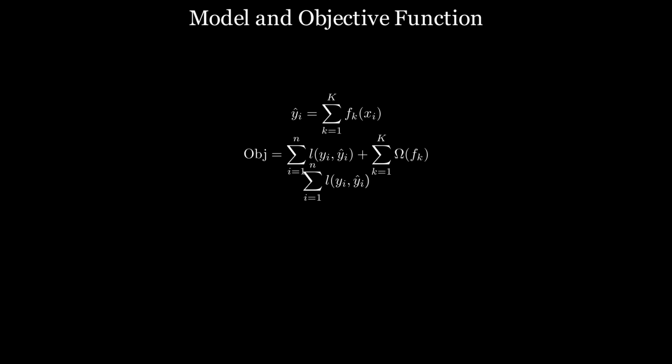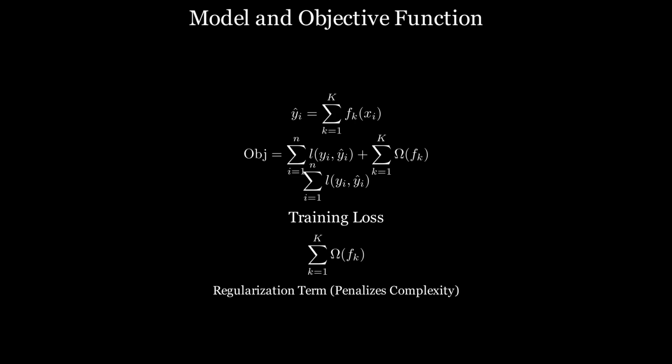The first term is the loss function, L, which measures the difference between the true labels, yi, and our predictions, y hat i. A common choice is squared error. The second term is the regularization term, omega. This is a critical innovation in XGBoost. It penalizes the complexity of the trees to prevent the model from overfitting to the training data.